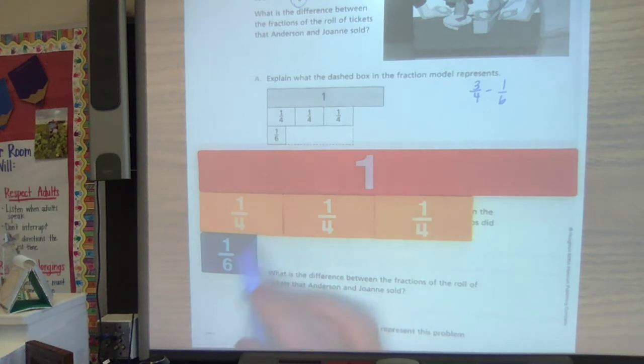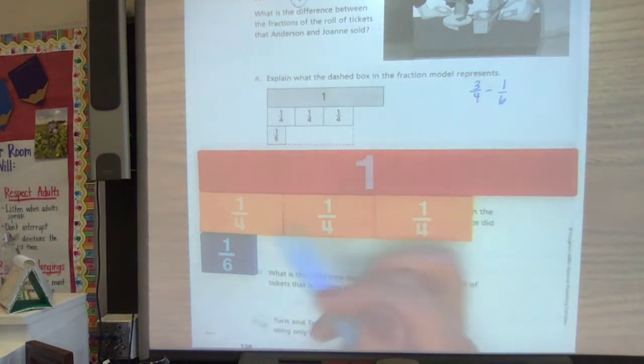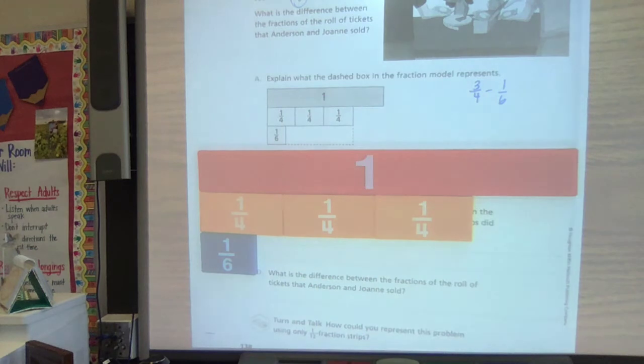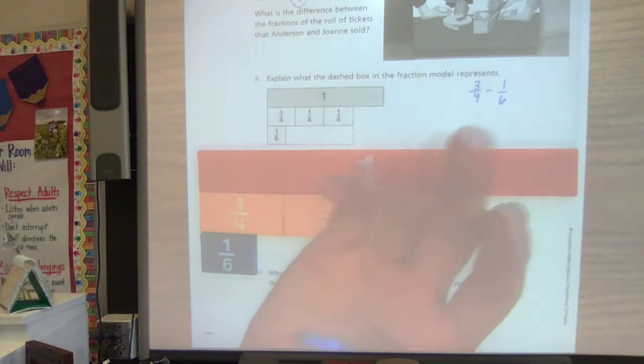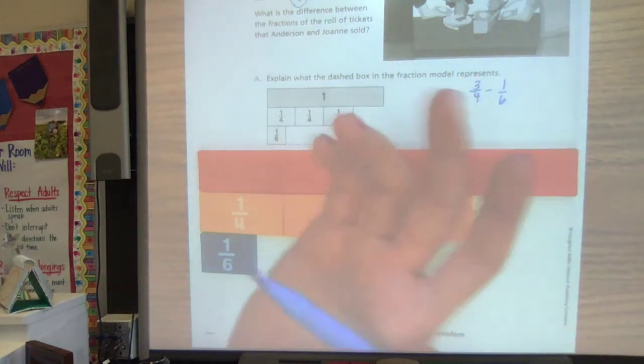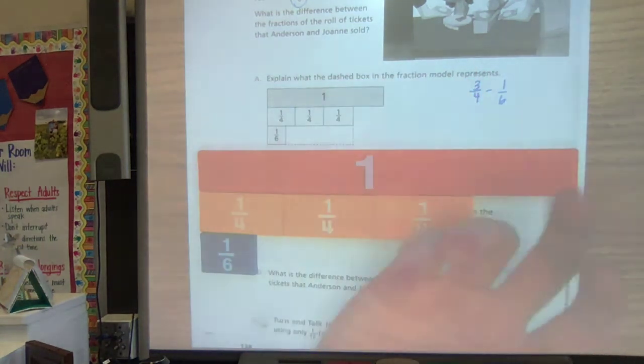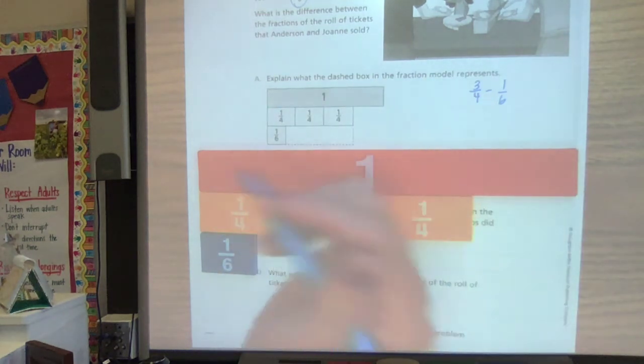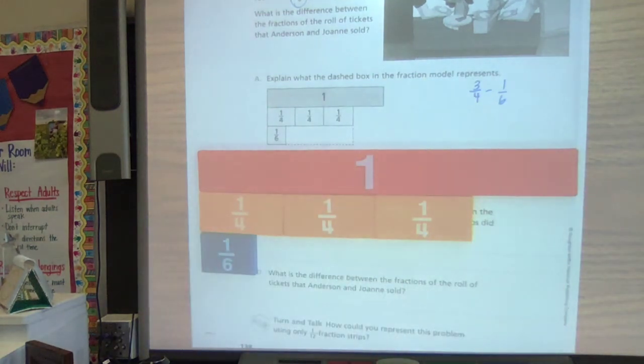Let's think of what numbers we could use that 4 and 6 have in common. You can count by fours: 4, 8, 12, 16, 20. Think of it as sixes: 6, 12, 18, 24. I said 12 for both of them.